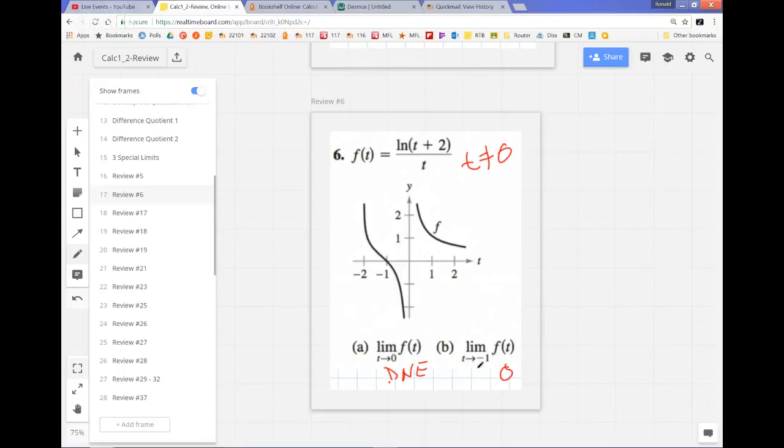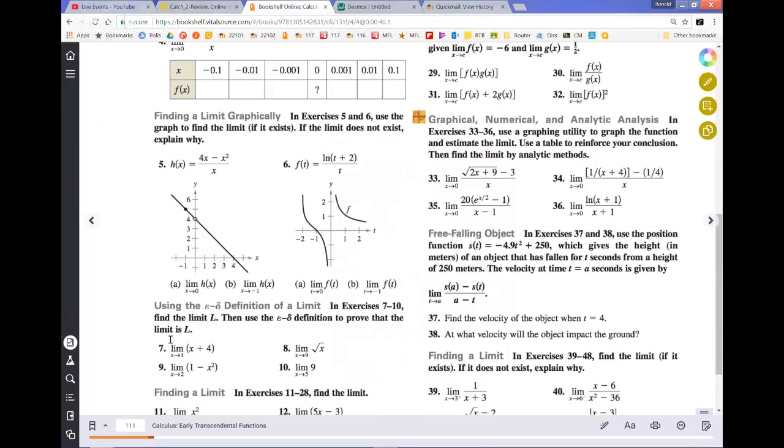And what about the limit as t approaches -1? Oh, that's fine. It looks like it's going to be the height of 0, both from the left and from the right. So you can actually take these limits by just looking at the graph. All right, that's number 6. Another request I got was number 88.